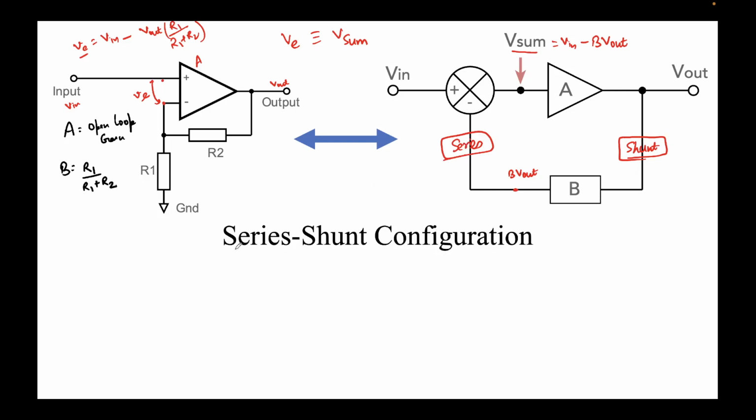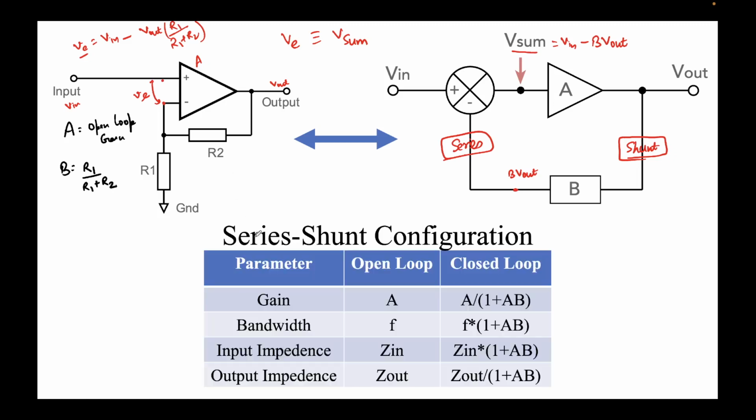The nomenclature is, we first write the input side, which is series here, then we write the output side, which is shunt here, and then configuration. Now, in the series-shunt configuration, we can derive these formulas. Let's say in the open loop, the gain is A, bandwidth is F, input impedance is Zin, and output impedance is Zout. However, in the closed loop, the gain gets reduced by a factor of 1 plus AB. Note that the gain is being divided by 1 plus AB.